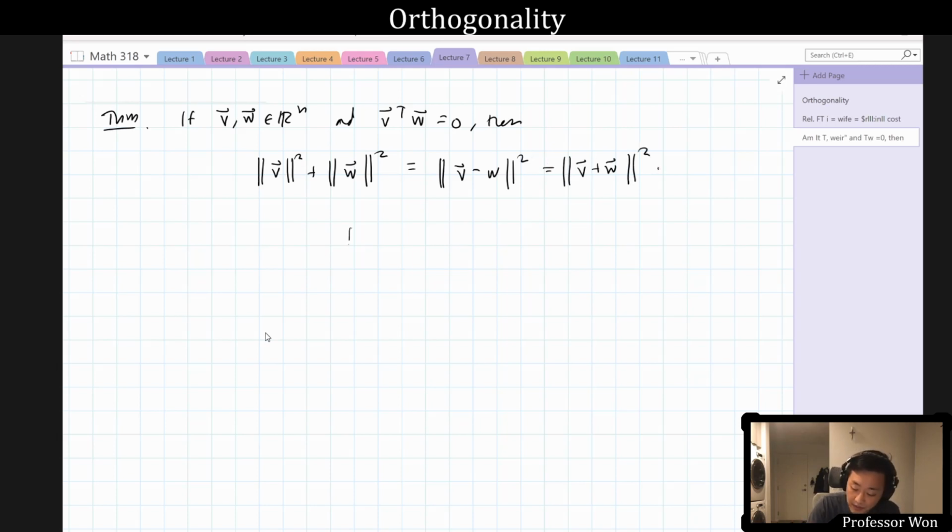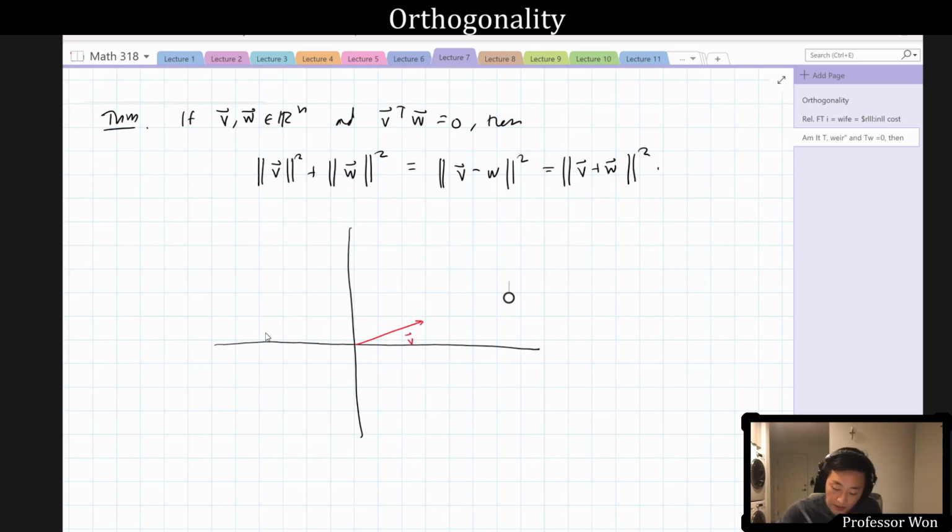Here's the picture. Let's just draw the picture in R2. So let's take a vector v. Let's take a vector w. And I'm assuming that they're orthogonal, so let's draw them perpendicular to one another. Now we know that by the Pythagorean theorem, the length of the hypotenuse here should be the length of v squared plus the length of w squared, take the square root, right? So the square of the length of the hypotenuse is the length of v squared plus the length of w squared.